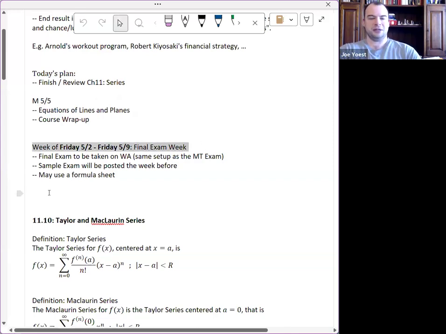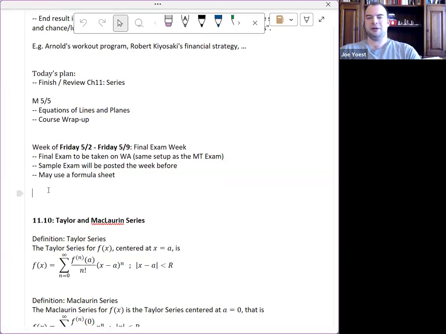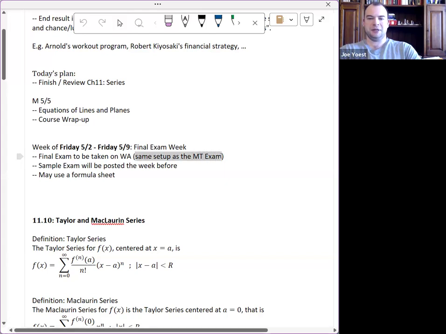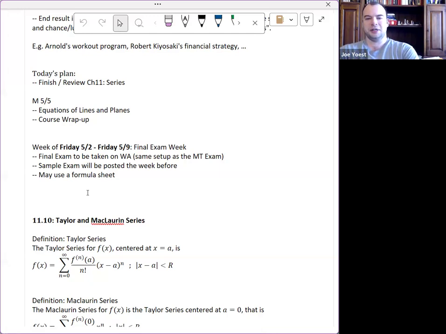The sample exam, or sorry, the final exam will be available on Friday. The sample exam is available. So you can check out the sample exam on WebAssign to see what the material will be like on the final exam, what the length will be like, how many questions, all of that. It'll be the same setup as the midterm exam. You can use a formula sheet. You can use the series testing flow chart on the front side and write notes on the back, or you can write notes on the front and back of a piece of paper. However you want to do it is fine.